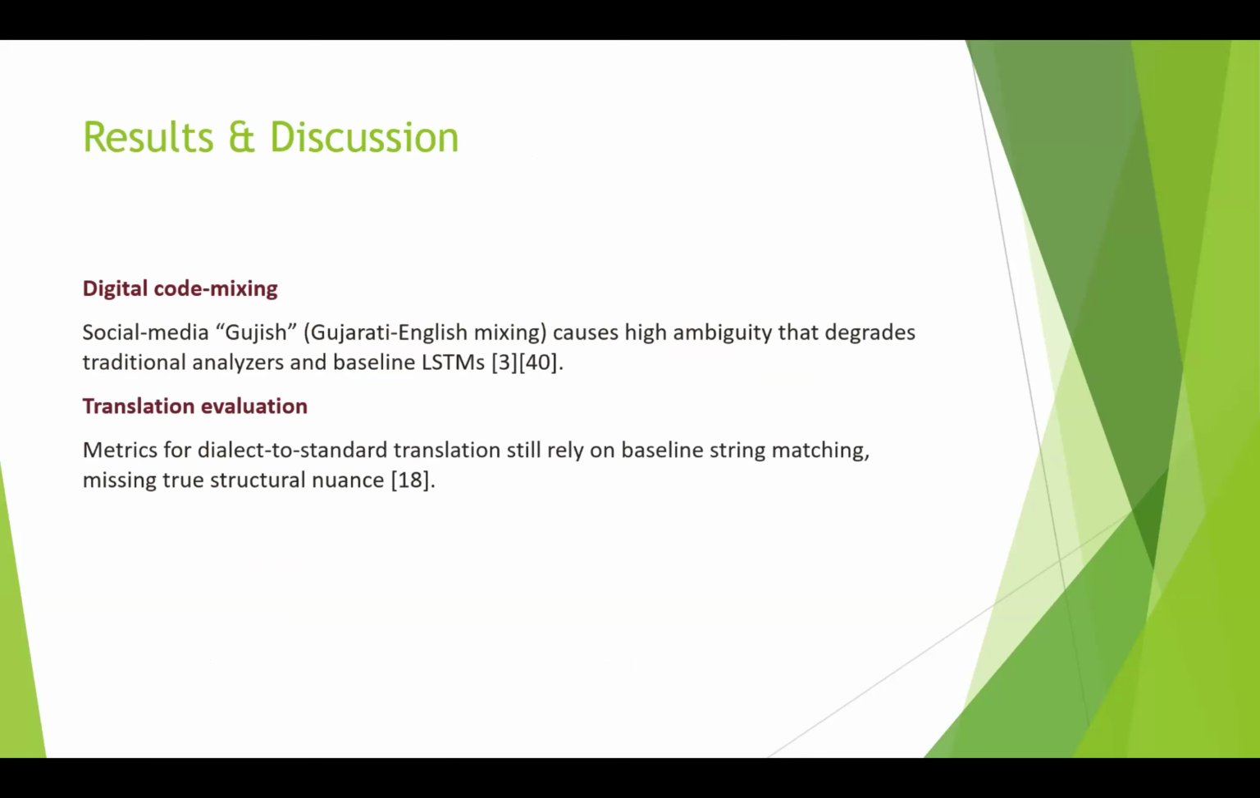Then two more gaps, which is digital code mixing. Social media brings in Gujlish, Gujarati and English mix. Chatbots also use Gujarati mixed with English, which causes high ambiguity and degrades both traditional analyzers and baselines. And in translation evaluation, the metrics we use to judge translation quality still rely on baseline string matching, missing true structural nuances.